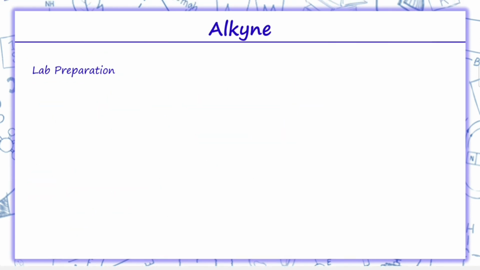So the third topic is alkyne. Alkyne's general formula is CnH2n-2. Alkynes are also prepared by two methods. One is the lab method and the other one is the general method.